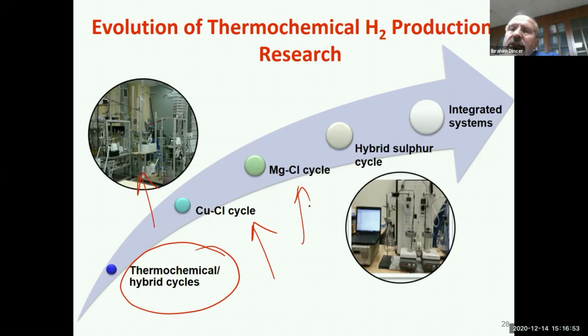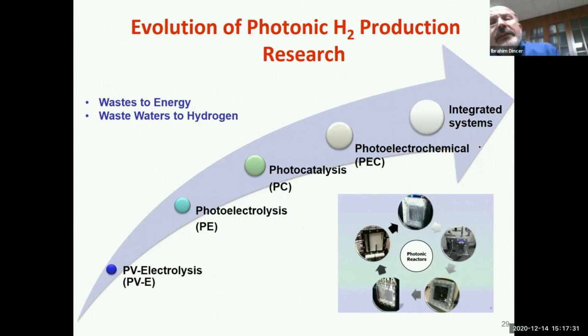And then getting into the magnesium chlorine cycle, that is also being developed. Initially there was a 3-step, and then we developed a 4-step cycle, to make it more viable at the commercial level. And then getting into hybrid sulfur and also integrated systems, to really incorporate this thermochemical cycle into the energy systems, particularly with renewables, and to be able to produce multiple useful outputs. And then another dimension is to look at photonic hydrogen production. And of course, doing PV electrolysis, photoelectrolysis, photocatalysis, photoelectrochemical processes, and also moving into integrated systems.